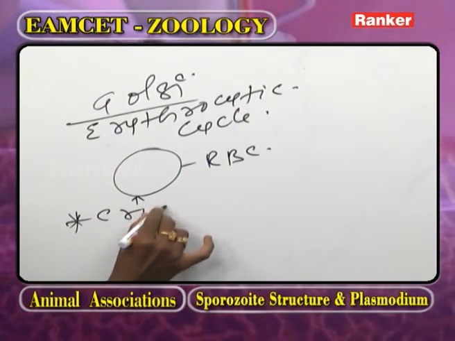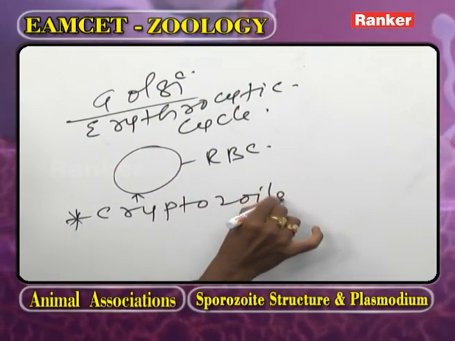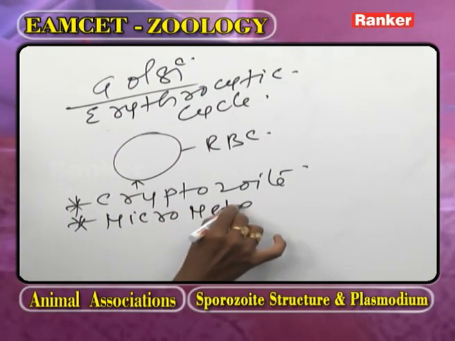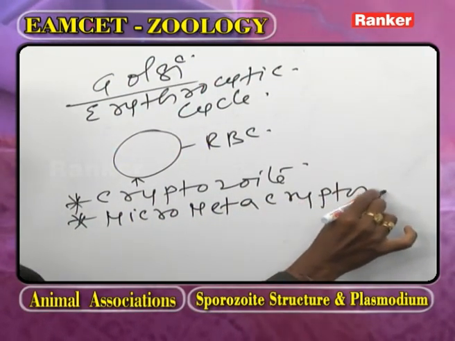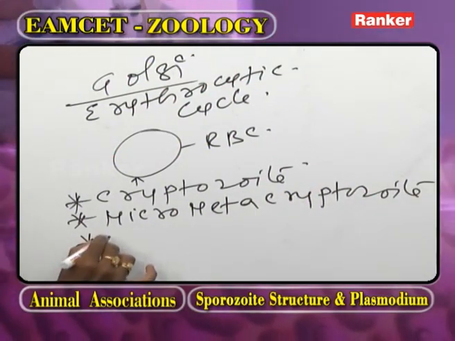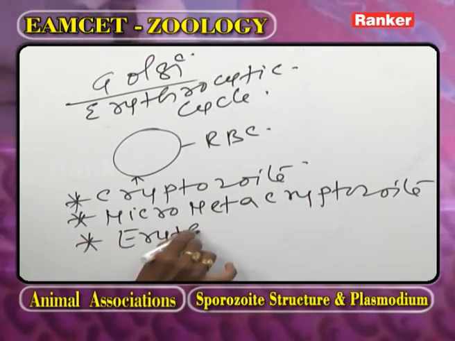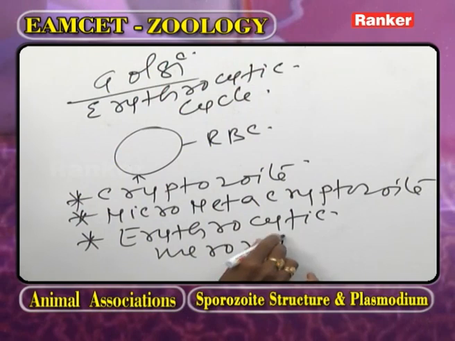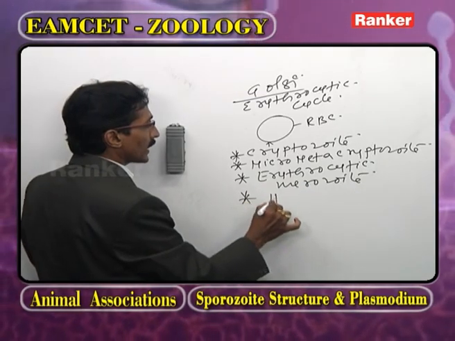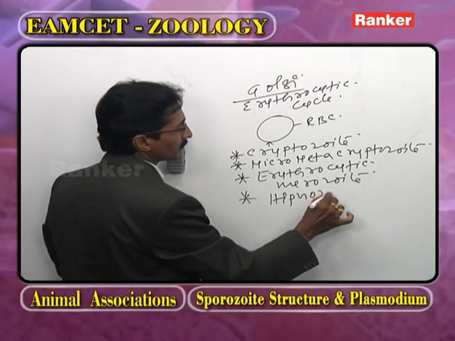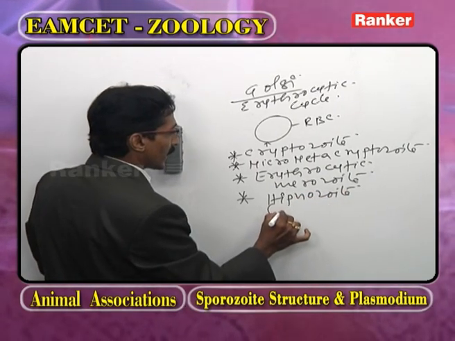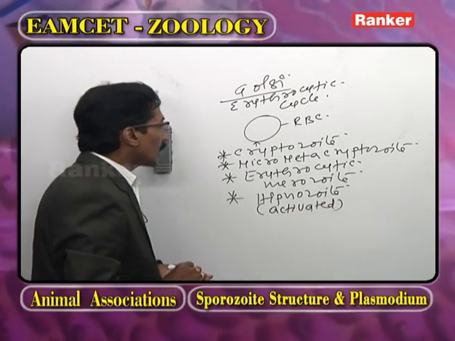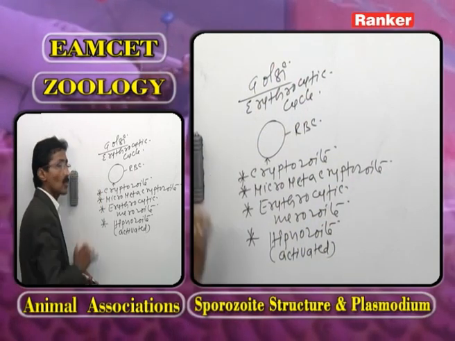One is the cryptozoite, the second one is the micrometacryptozoite, the third one we call the erythrocytic merozoite, and the fourth one we call the hypnozoite, in brackets activated. All these are the correct options for this question.